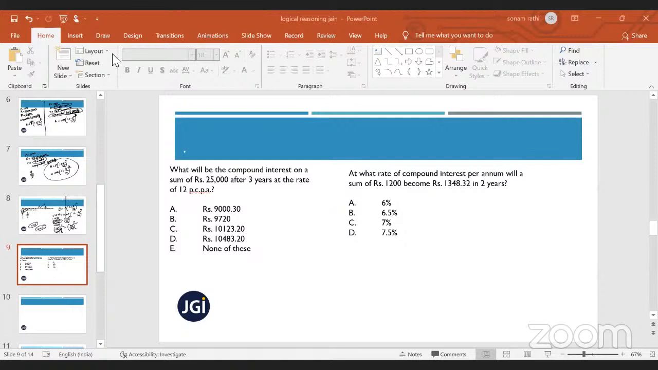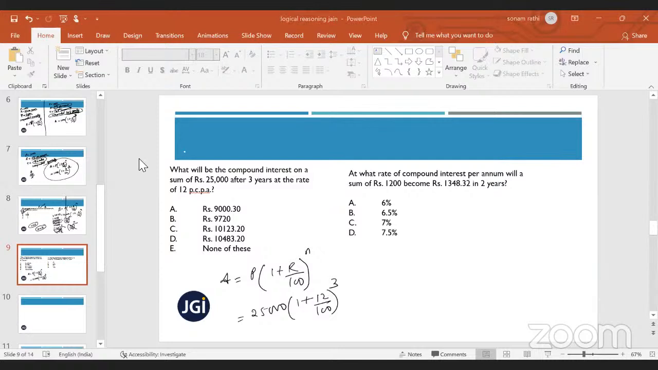Are you getting the answer? First one is simple. Just put everything in the formula. Amount is equal to P bracket 1 plus R by 100 to the power N. Okay. P is how much? 25,000. 1 plus R is 12 upon 100 to the power 3. Just do the calculation.